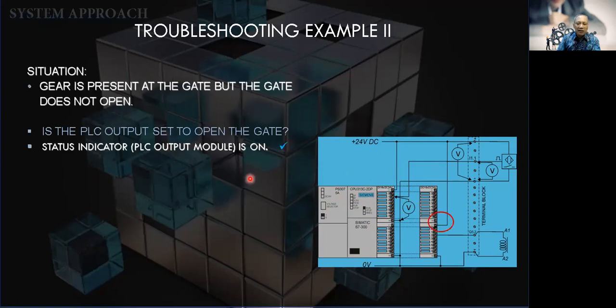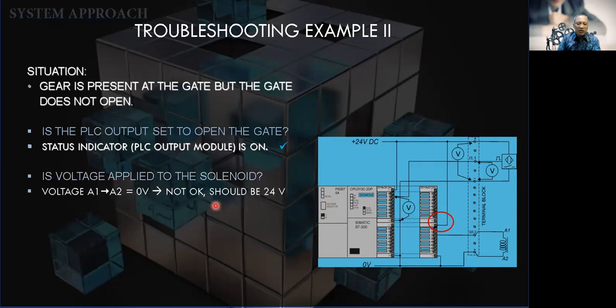Oh, the status indicator here is on. So the signal is on the way to the solenoid. But is voltage applied to the solenoid? We check the voltage. It is 0. From A1, here A1, A2 is 0 voltage. So now, okay, it should be 24 volts. Then we know the problem is in here. So check the cable between the PLC output and the solenoid. So probably that is the problem. So that is the troubleshooting example that we can see.